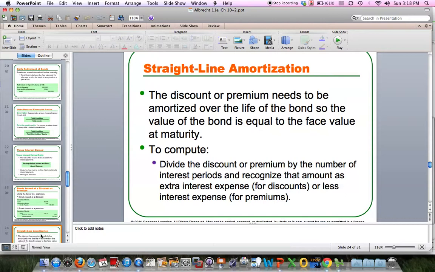And the flip side was the premium, where I received $108,000, even though my bond is worth $100,000. So I only have to pay back $100,000. That extra $8,000 reduces my interest expense over the life of the bond, and with every interest payment, that will reduce my interest expense.